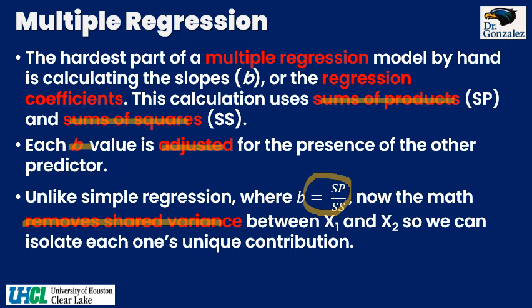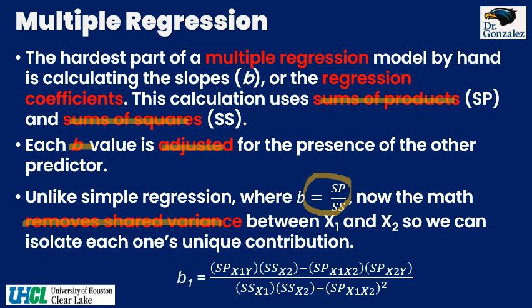In other words, there would be no point in doing this if I could not accurately separate out each x's contribution to the variance. Then there would be no point in doing these tests. Down here at the bottom, you can see this formula is very complicated. I have SP sub x1y times SSX2. It's very complicated, so thankfully we have computers.